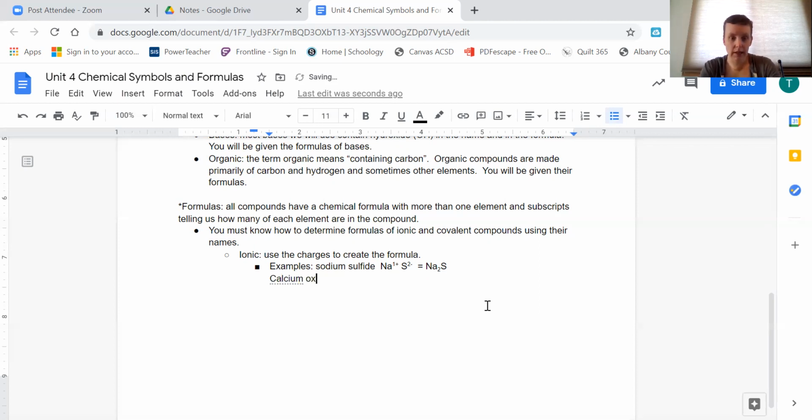Calcium oxide. Well, you look for calcium on the periodic table. Its symbol is Ca, and you're going to see that its charge, because it's in group 2, is 2+.